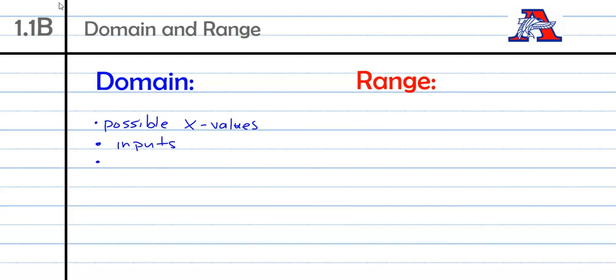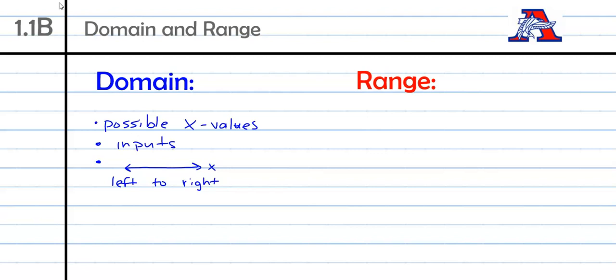And then looking at a graph, your x-axis is the horizontal axis. So an easier way to think about domain is your left to right. What's the furthest left your graph goes, and what's the furthest right your graph goes.